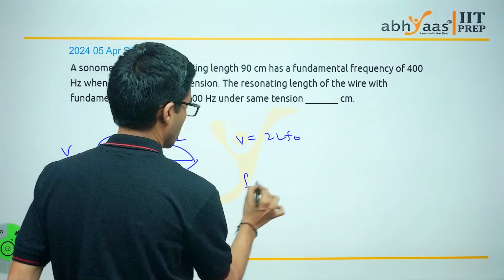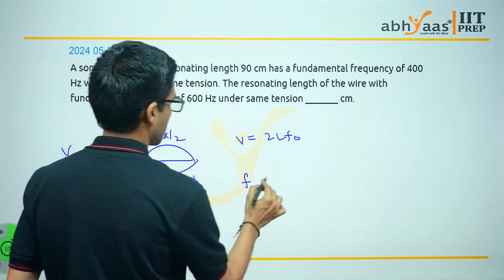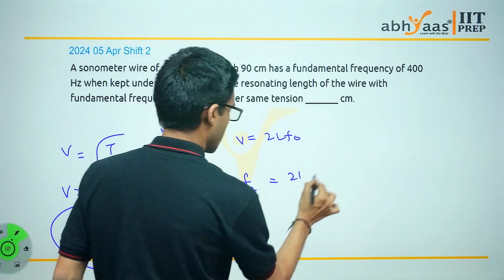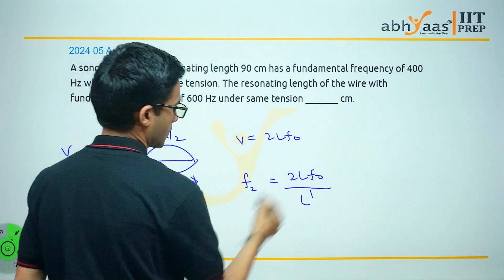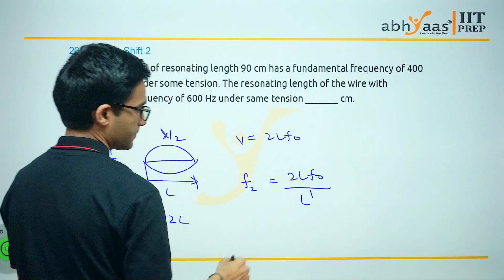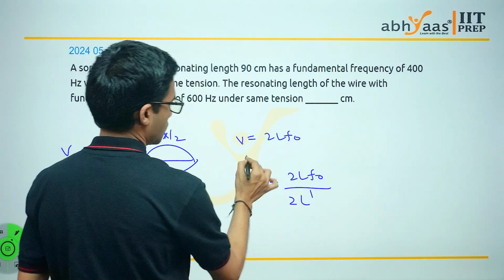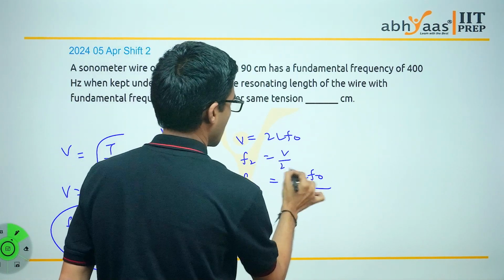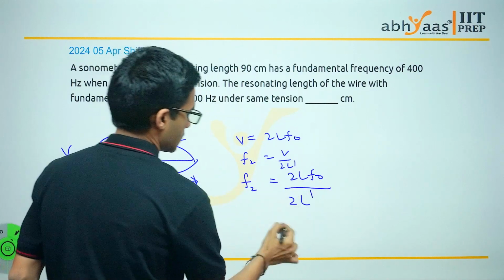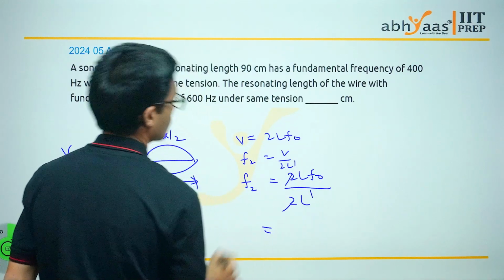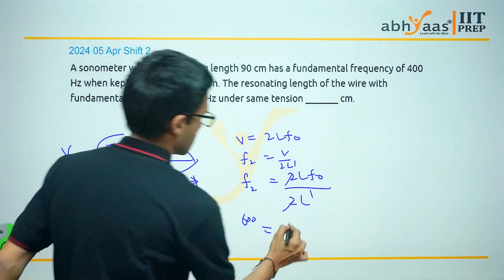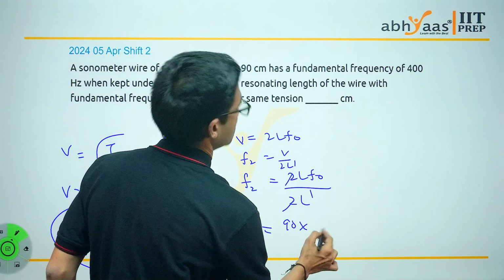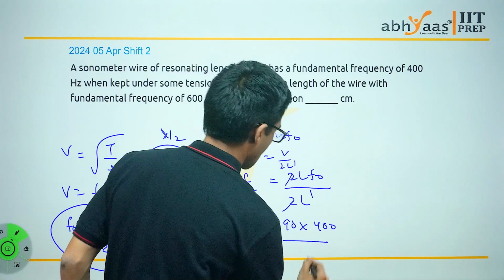So F2, you can take, that is 600 Hz, is equal to 2L F naught by L dash, which you need to calculate. Similar thing. V will be the same, right? So F2 equals V by 2L dash. The 2s get cancelled. F2 is 600 Hz, equal to L, which is 90 centimeters, times F naught, 400 Hz, by L dash.